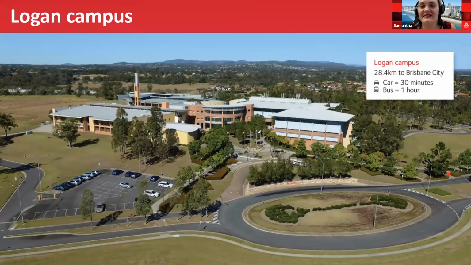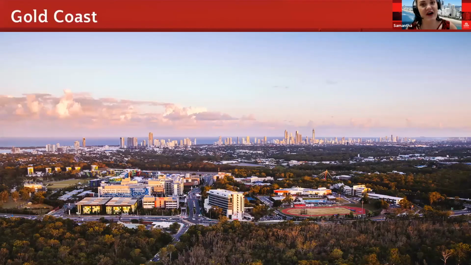But really, I guess our most popular campus is our Gold Coast campus. It's by far our largest campus, and it has around 20,000 students. We do a range of programs here.